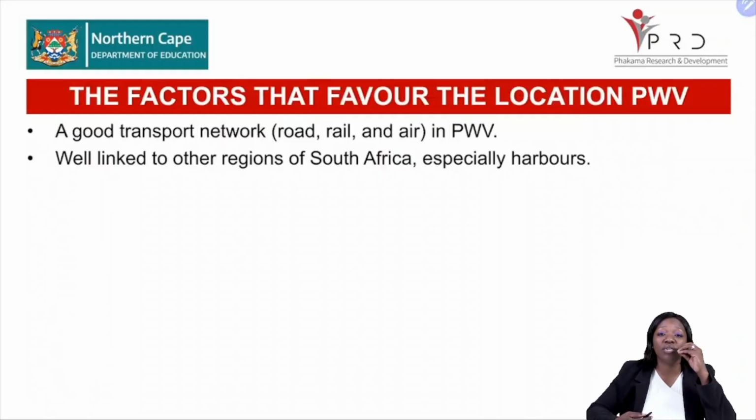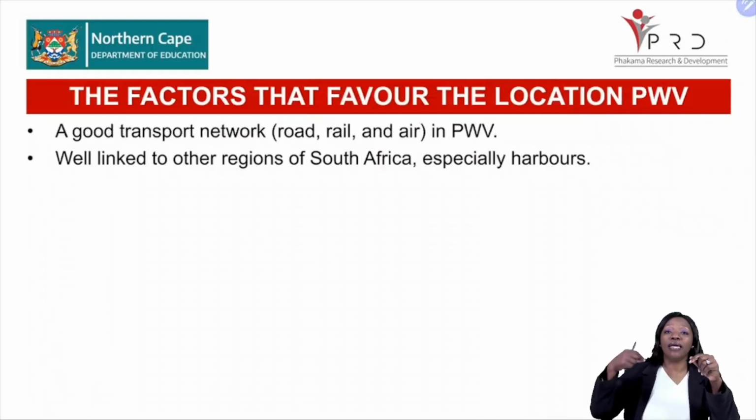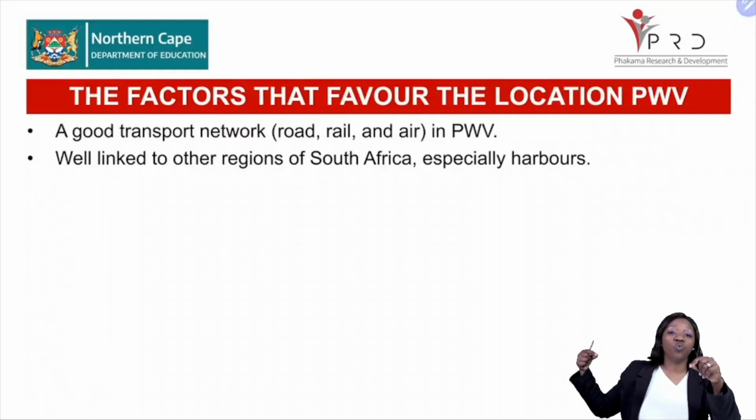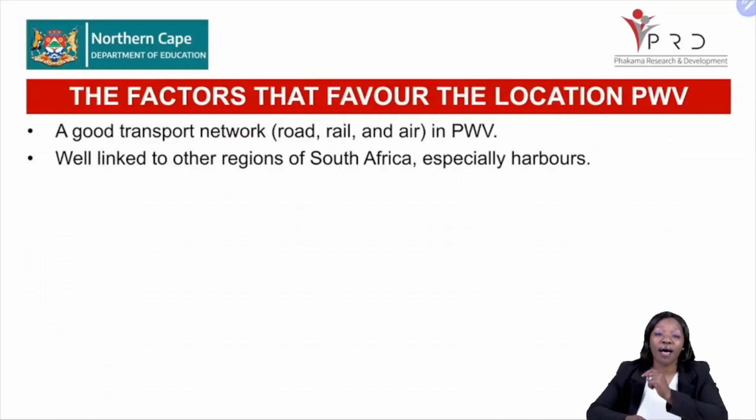Then when it comes to the international, because they are linked, there is a road from PWV that can link into the PE, and there is a road again, or the railway, that can link straight to your Durban Pinetown or straight to your Southwestern Cape. So it is linked very well with the harbour.